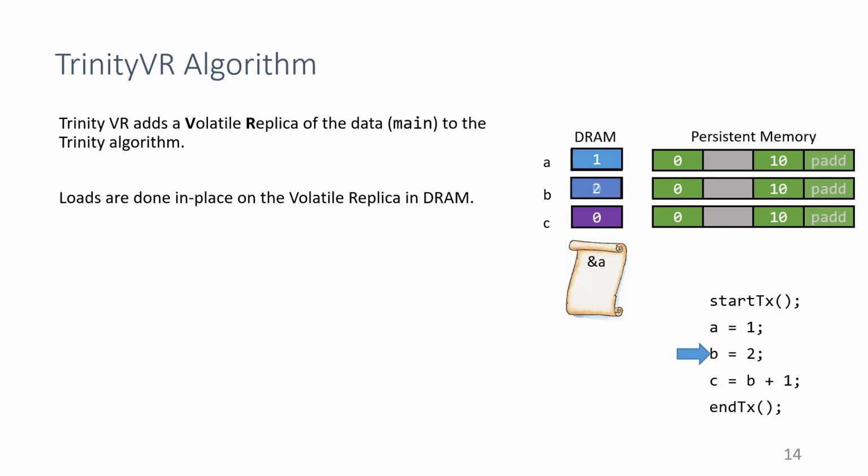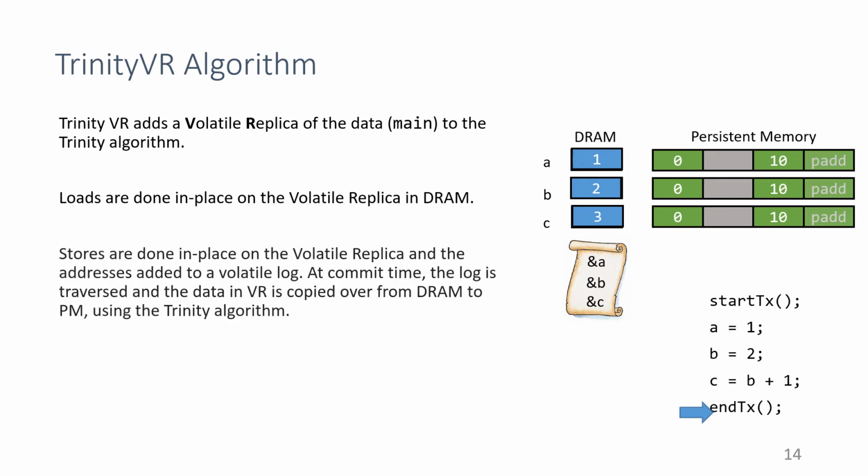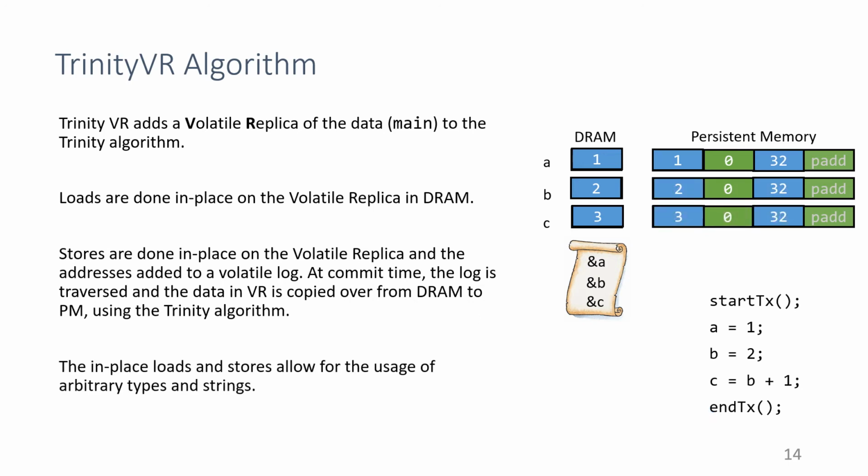So what this means is that when we're writing to DRAM, and when we're reading from DRAM, it's only at commit time, when we end the transaction, that the Trinity protocol is executed, and this data is copied from DRAM to persistent memory, updating the sequence numbers at each cache line, and finally the PSEC.